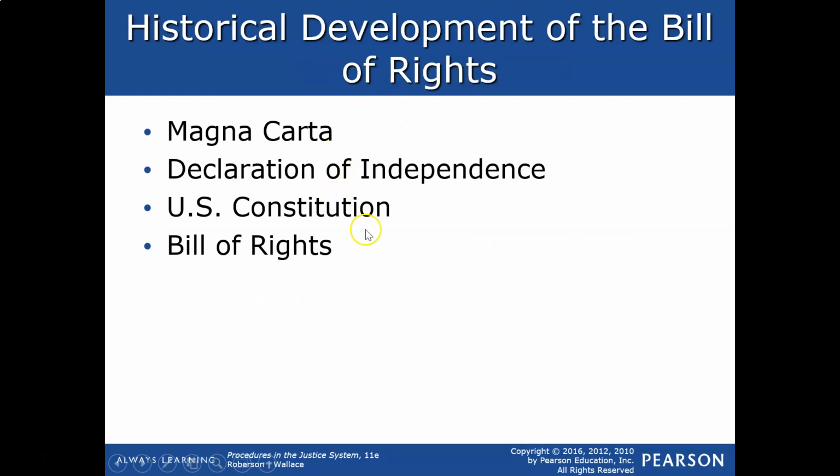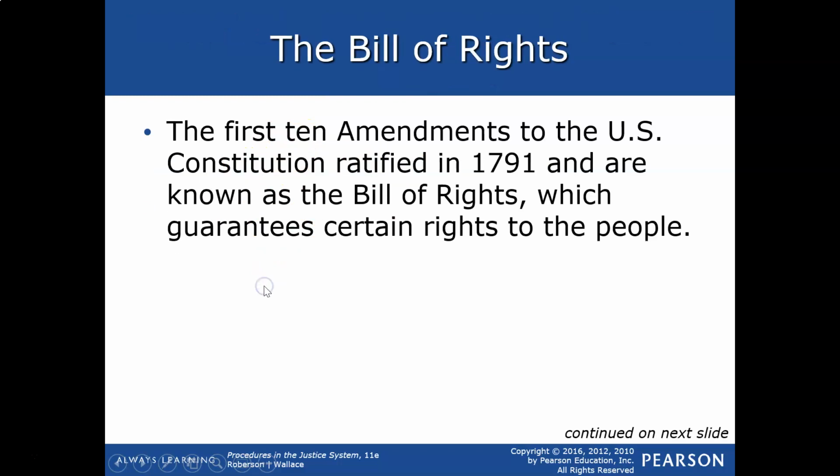Historical development of the Bill of Rights. The Magna Carta was one of the first written laws, sets of laws, not written in the United States, but the Declaration of Independence was, the Constitution, and the Bill of Rights. The first 10 amendments are known as the Bill of Rights. I'm probably going to ask you that. You probably already know this, but we're going to talk about them.